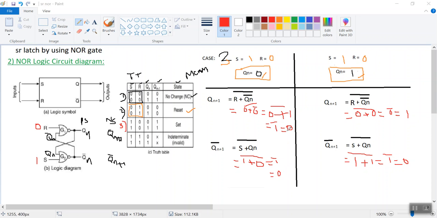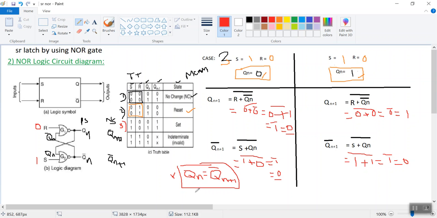So here we can understand that when Qn is equal to 0, Qn plus 1 is equal to 0, and when Qn is equal to 0, Qn plus 1 bar is also equal to 0. So we cannot justify this directly. In general, Qn plus 1 equal to Qn plus 1 bar is not possible. Okay, so this is an invalid case actually.